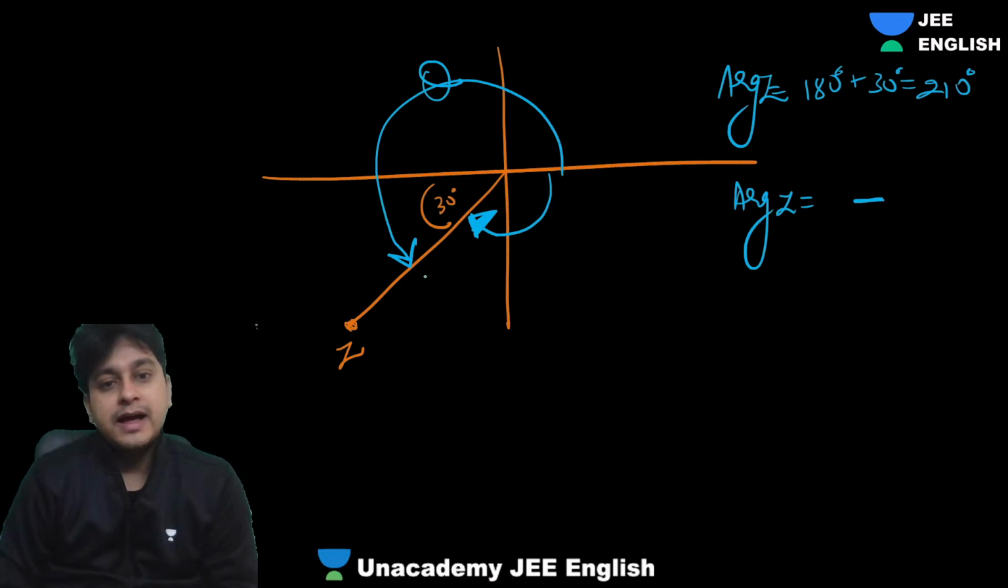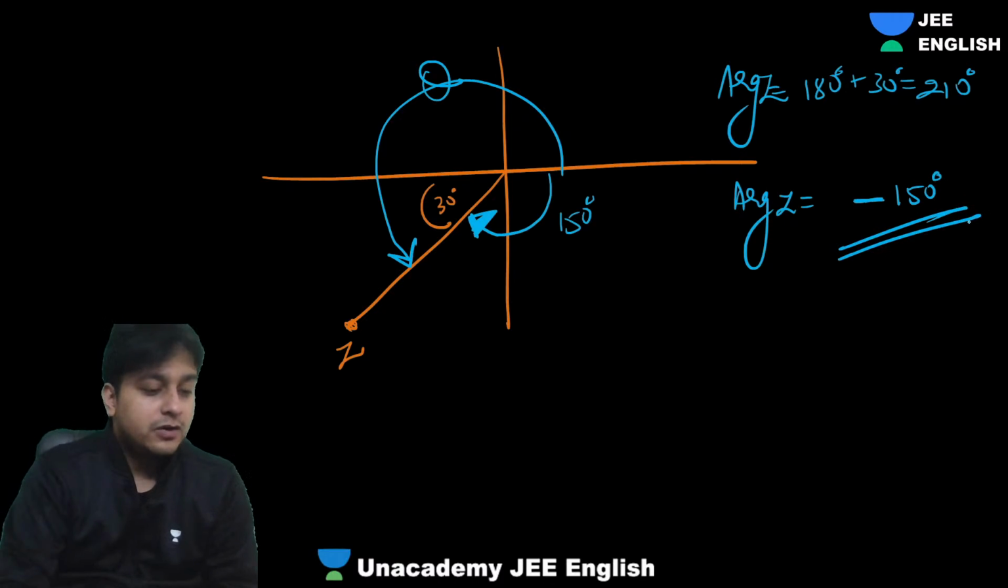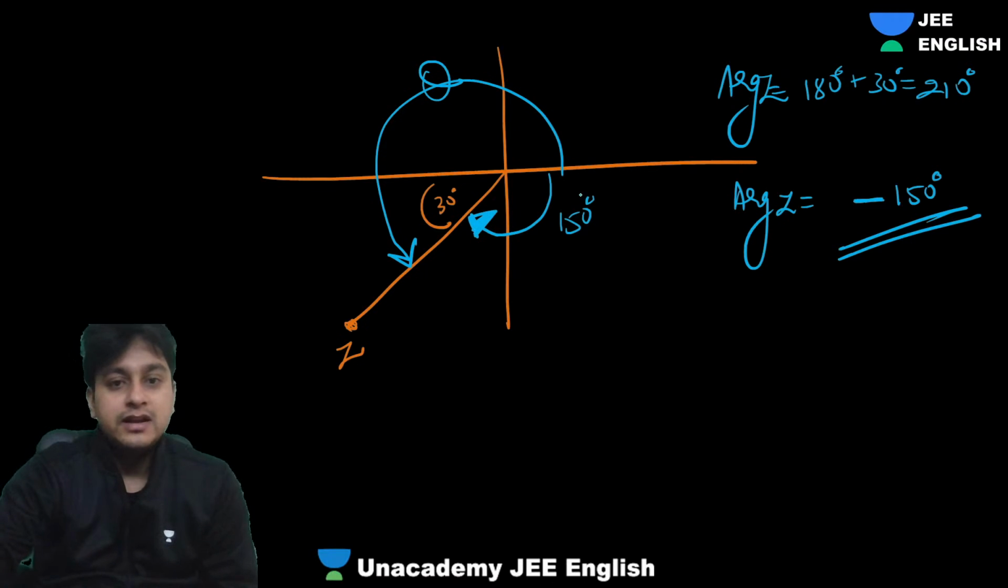You can say what, guys? Minus this angle, how much is it? Obviously everyone knows this is 150 degrees. So minus 150 degrees also you can say. Okay, so guys, there are two methods of doing it, one in the anti-clockwise manner and one in the clockwise.